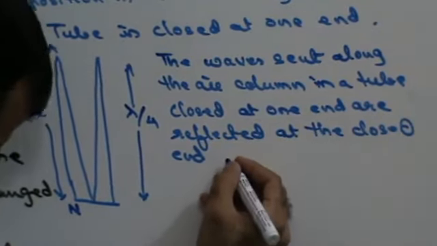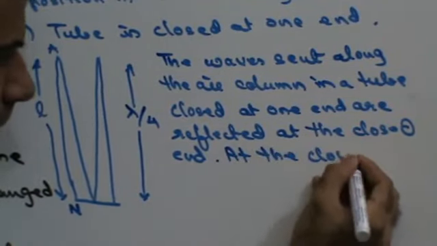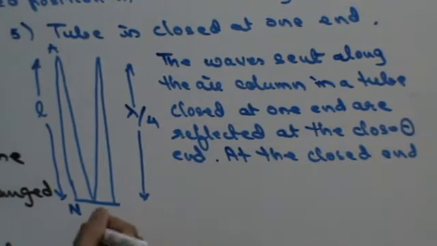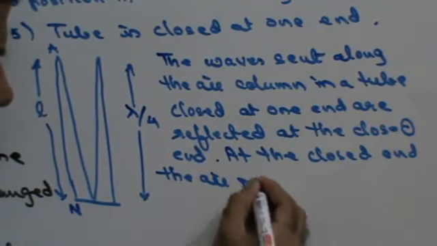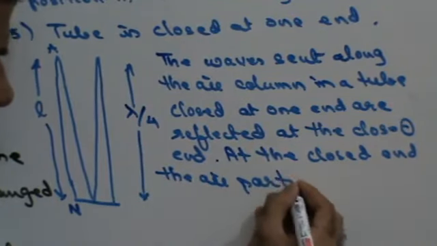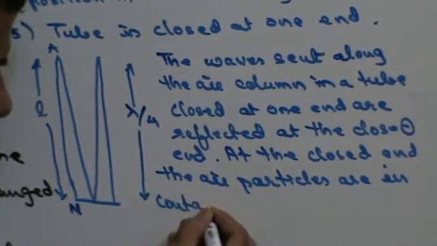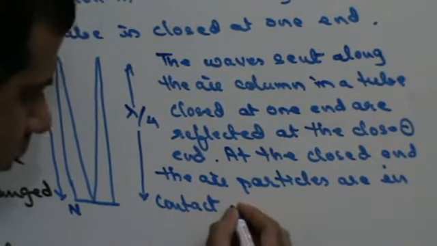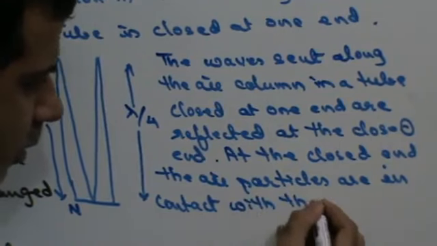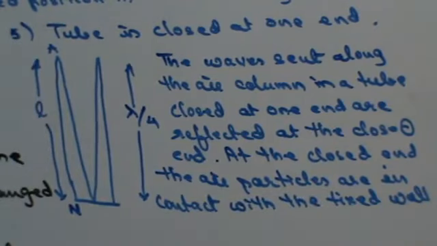I can say at the closed end, the air particles are in contact. The air particles, you wanted to know why? I'll just write this down. The air particles are in contact with the fixed wall and they cannot move freely.